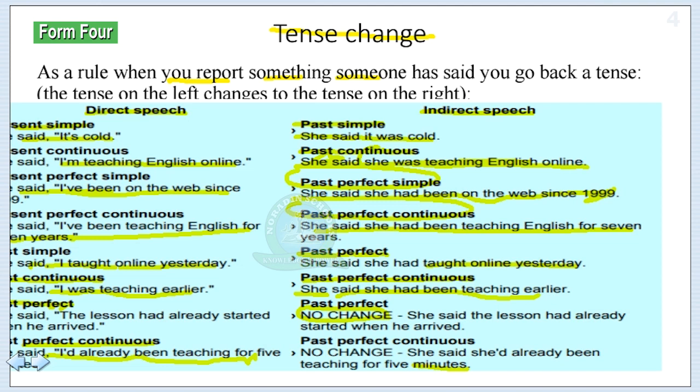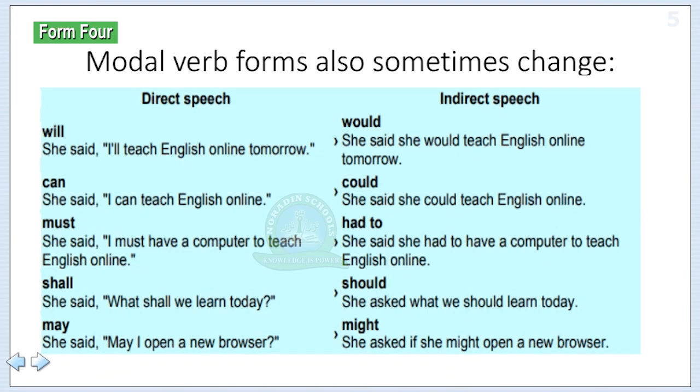So this is the most important point of direct speech. If you don't have any idea about how things change from direct into indirect, there's a problem. So you have to remember, whenever you change direct into indirect, there are different changes, like tense change, pronoun change, article change, or adverb change. But this is the most important. So again, whenever you have simple present tense, change into simple past. Whenever you have present continuous, change into past continuous. Whenever you have present perfect tense or present perfect simple, change into past perfect tense. Modal verb forms also sometimes change.